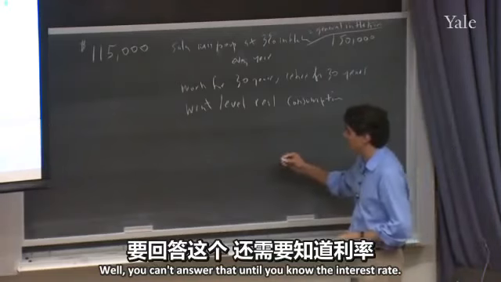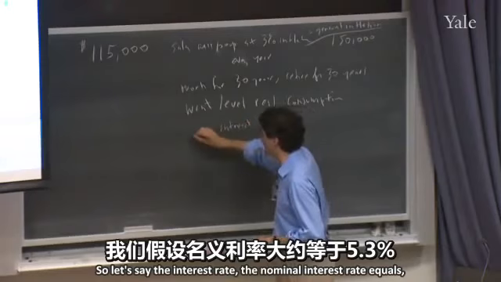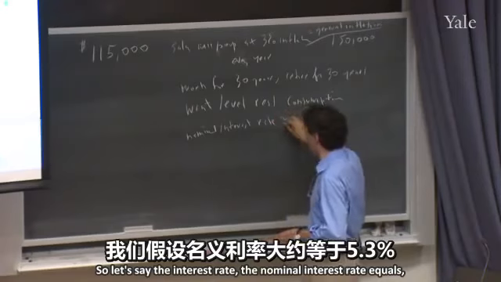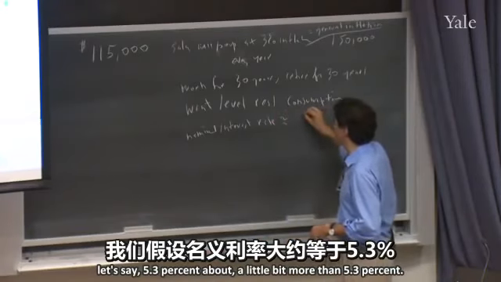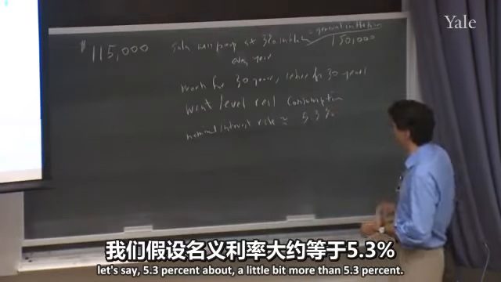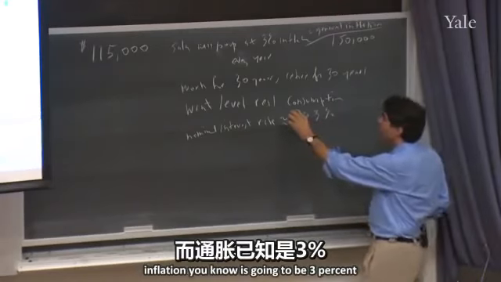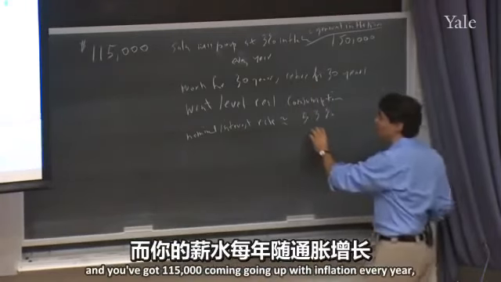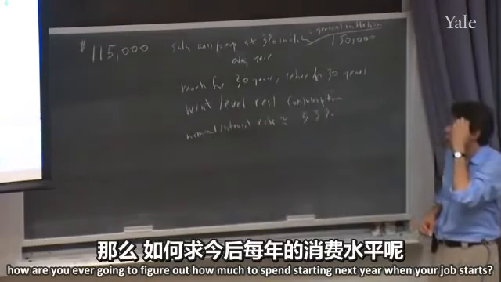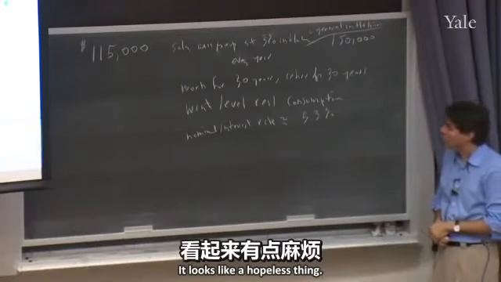Well, you can't answer that until you know the interest rate. So let's say the nominal interest rate equals, let's say, about 5.3%, a little bit more than 5.3%. So if the nominal interest rate is 5.3%, inflation is going to be 3%. And you've got $115,000 coming, going up with inflation every year. How are you ever going to figure out how much to spend starting next year when your job starts? It looks like a hopeless thing.